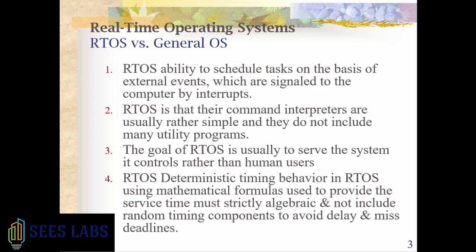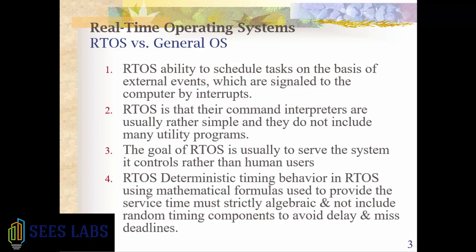Let's compare a real-time operating system with a general operating system such as Windows and Linux. In Windows, Linux and other general operating systems, the tasks are scheduled on the basis of internal algorithms such as first come first serve, shortest job first, round robin, and so on. These systems do not care what is going on in their environment. However, a real-time operating system is different because it schedules tasks on the basis of external events which are signaled with the help of interrupts provided by the sensors to the computer.